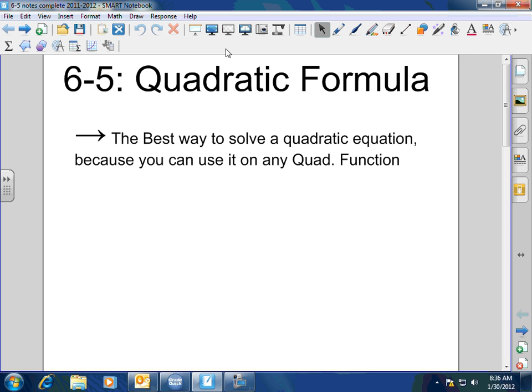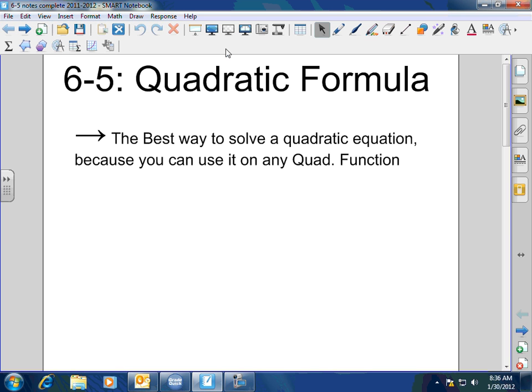I'm really quick with completing the square, but sometimes I just don't want to deal with it, so I go to the quadratic formula. A little warning: if you think you're going to use the quadratic formula for every single test and quiz question, you can. Absolutely 100%. You probably will not finish the test though.